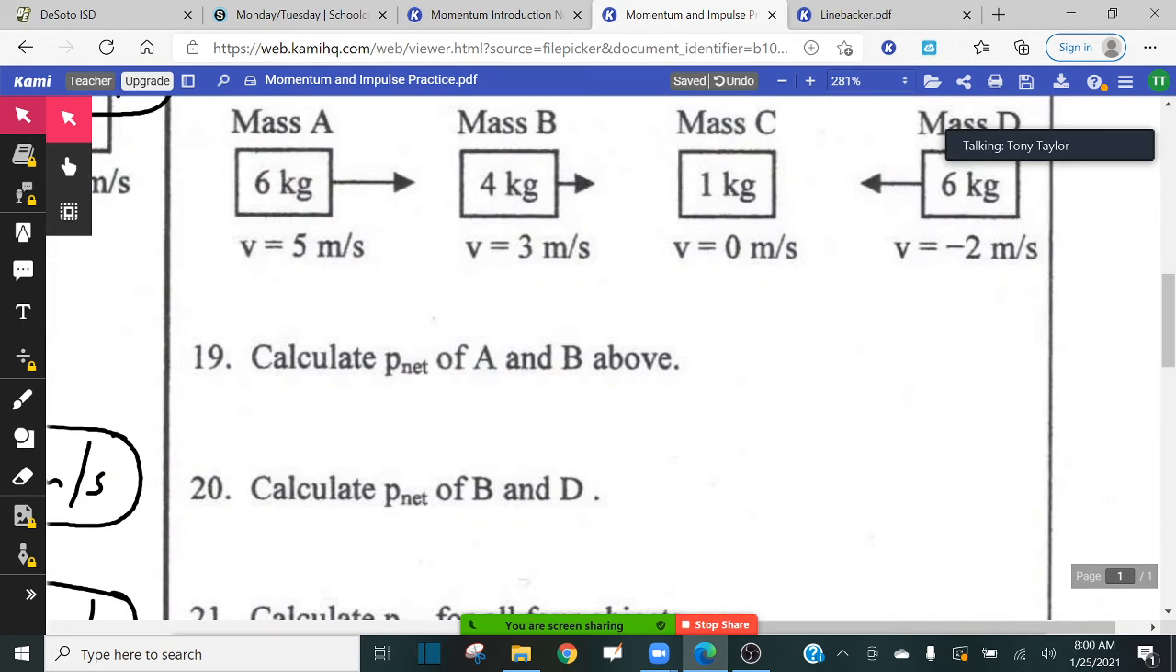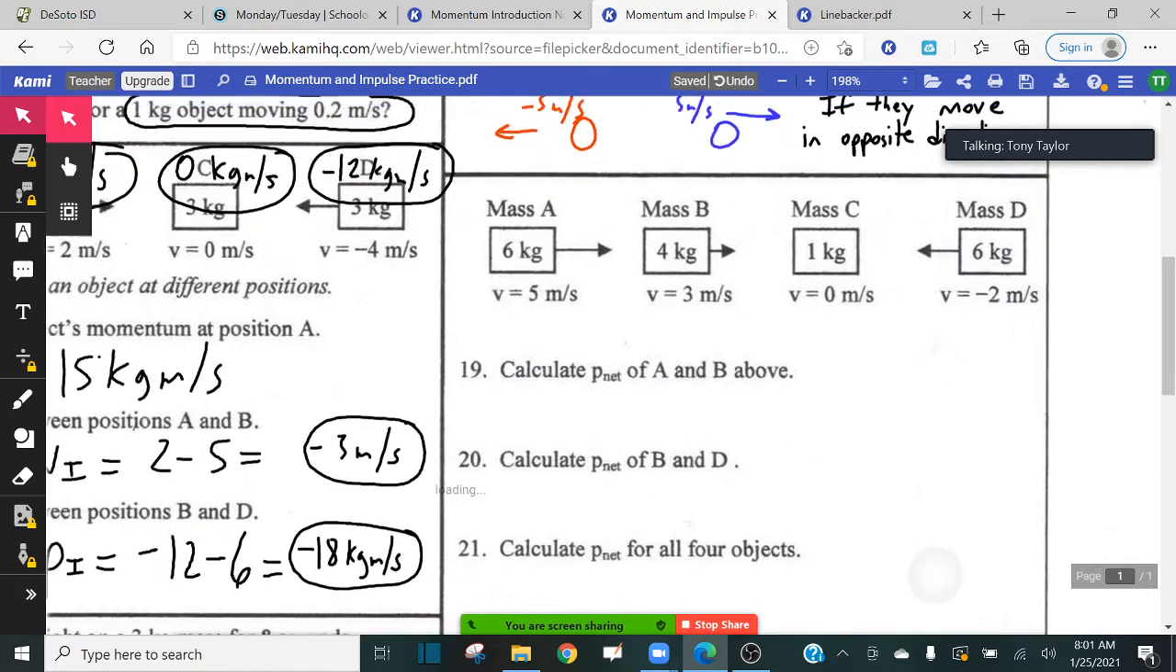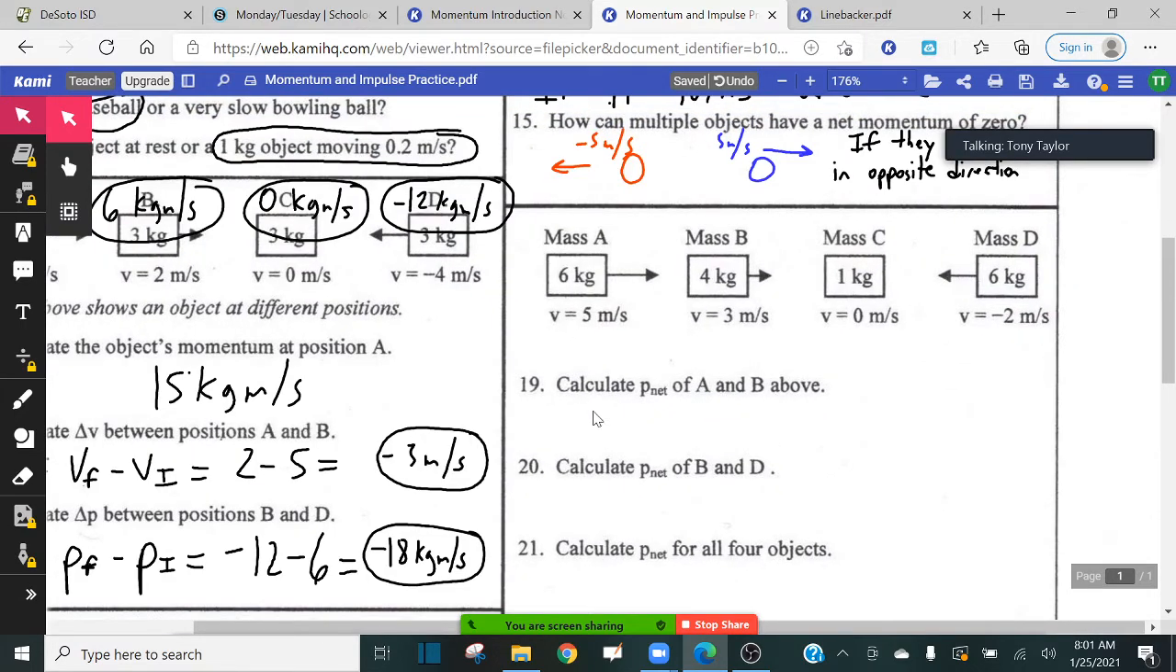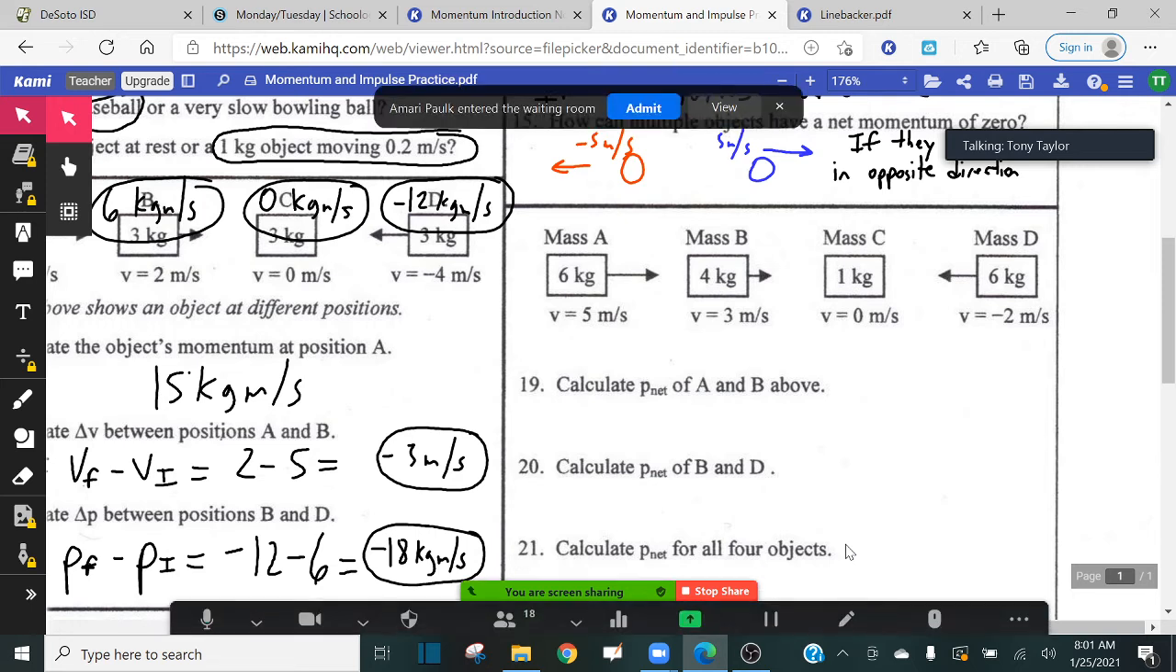Okay, guys, let's do one more section here before I let you guys go. So we're just going to complete 19, 20, and 21, and I think we would have done enough examples for you guys to be ready to work on this assignment. Okay.